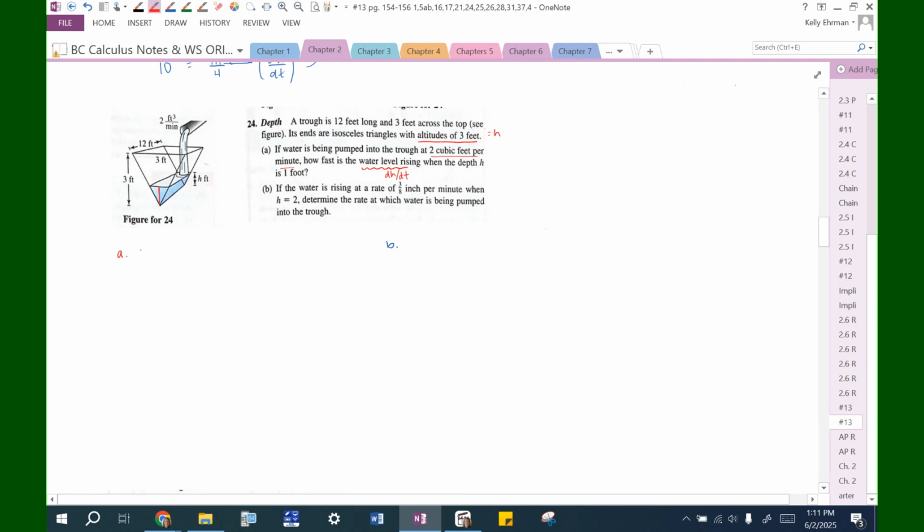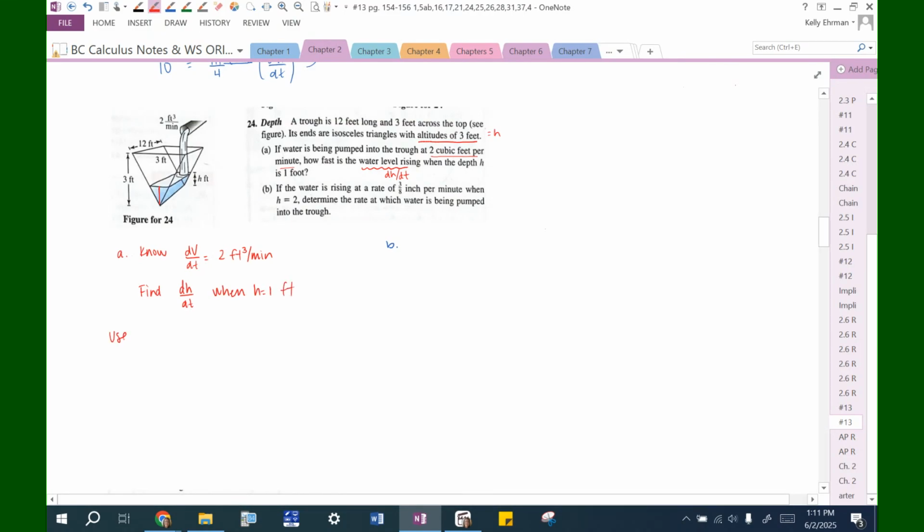All right, so for part A, we know that dV/dt is equal to 2 cubic feet per minute. Positive because water is being pumped into this, so the volume is increasing. They want me to find dH/dt, and that is when H equals 1 foot.